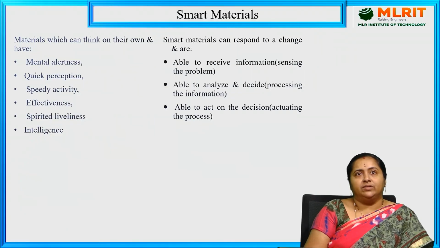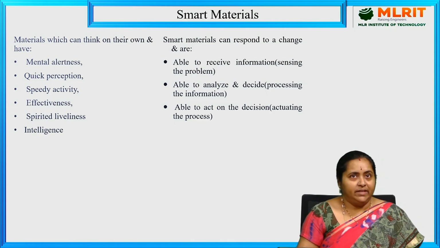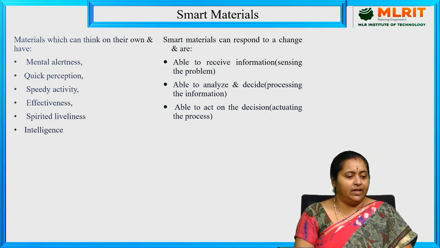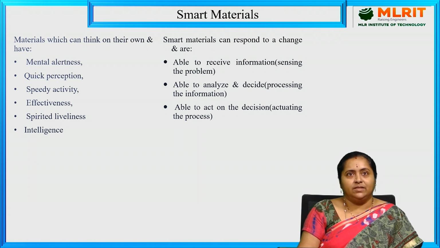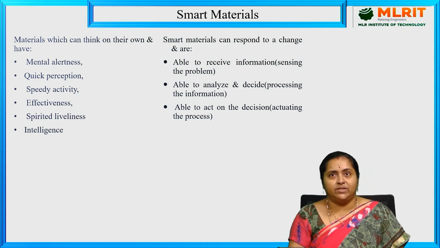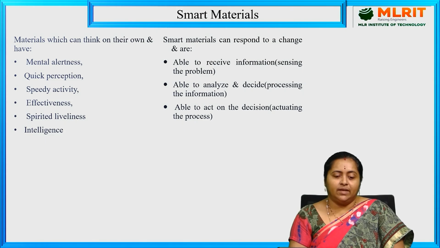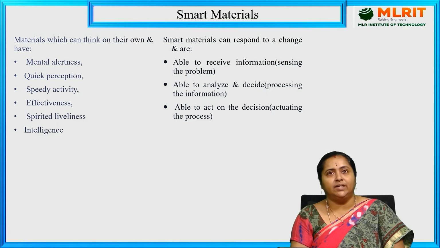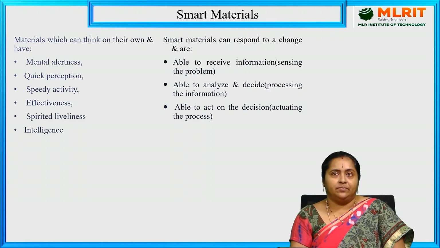Now, smart materials and normal materials. What makes the difference between normal or traditional materials and smart materials? Traditional materials can think on their own, and they have mental alertness, quick perception, speedy activity, effectiveness, spirited liveliness, and intelligence. Whereas smart materials are able to respond to a change. They receive the information, that is, sensing the problem: they identify or sense the problem from the surroundings or environment, and then analyze and decide. That means processing the information.